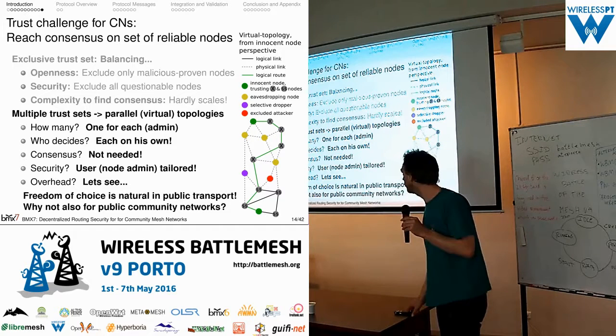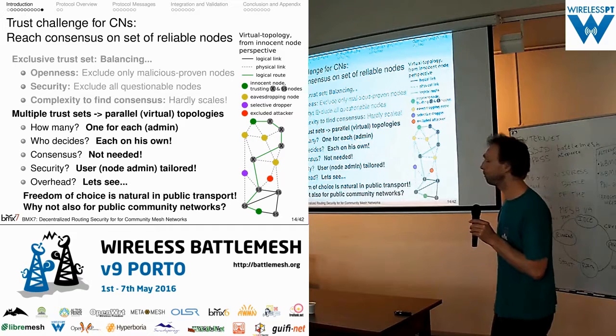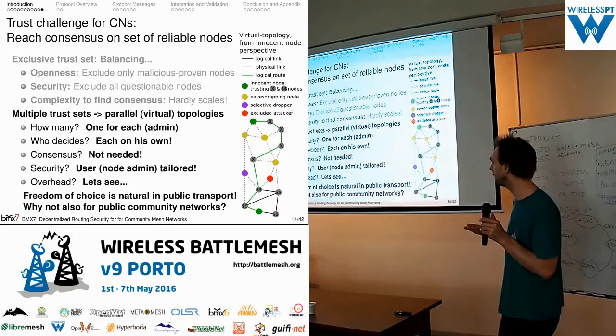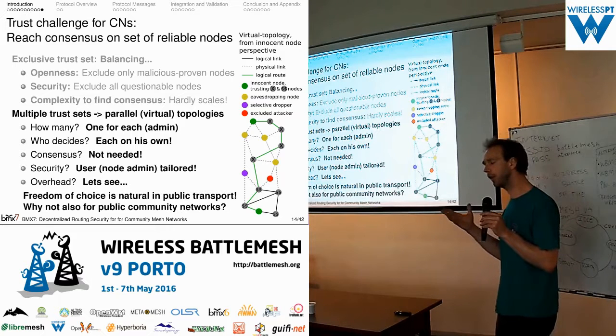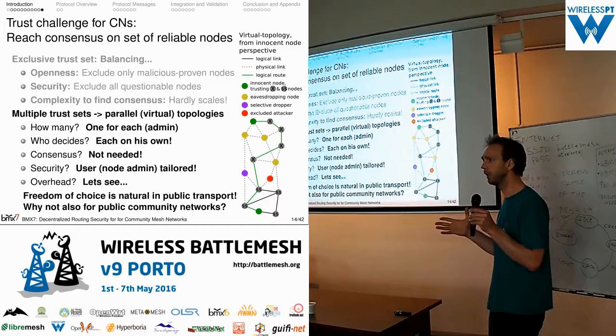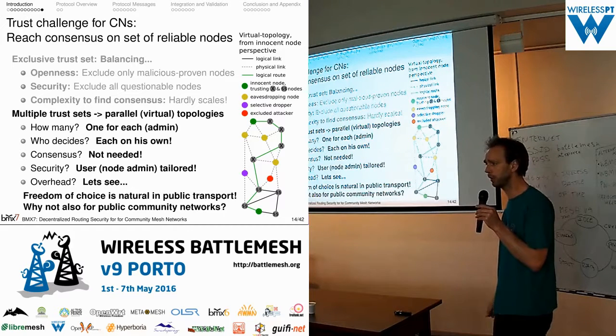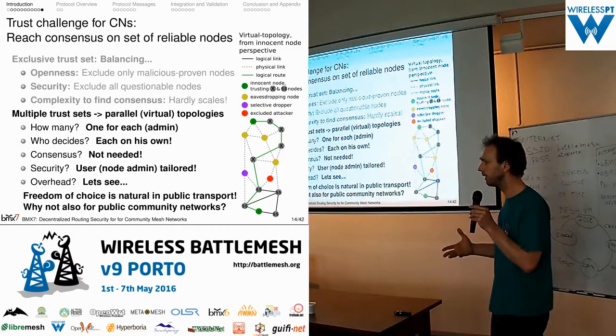So it's like in public transportation networks where this freedom of choice is natural. You can every morning decide if you use a train or walk on foot. The infrastructure is there physically, but you must not use it. And so in fact there is a virtual topology for every user of the public infrastructure because he can make his own decision and he doesn't interfere with the decisions of the others.